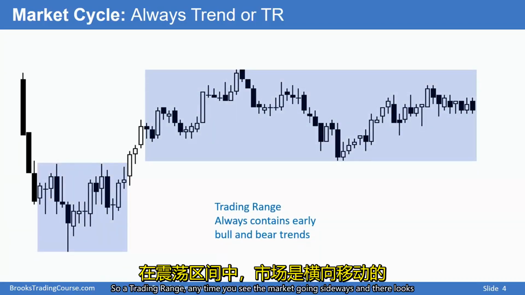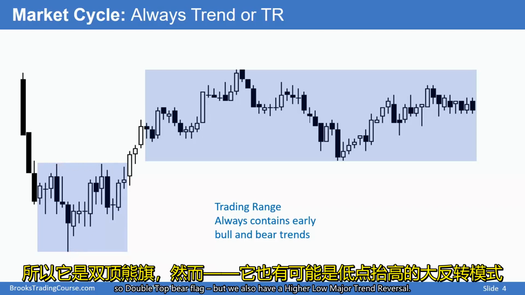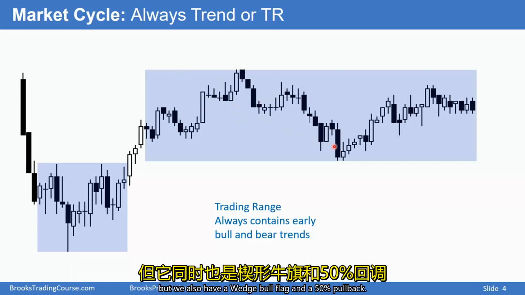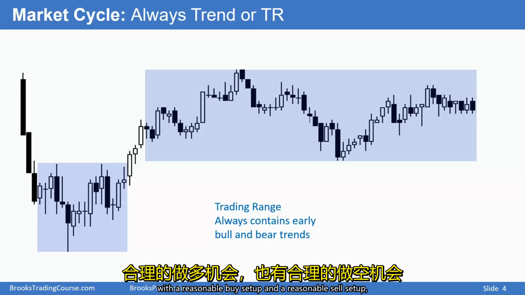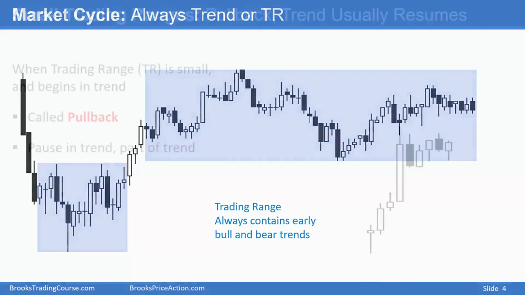So a trading range: anytime you see the market going sideways and there looks like a reasonable sell setup, here we got a double top, so neckline, so double top bear flag, but we also have a higher low major trend reversal. Here we have a head and shoulders top, but we also have a wedge bull flag and a 50% pullback. Anytime you look at a section of the chart and you can come up with a reasonable buy setup and a reasonable sell setup, you have to assume the market's in a trading range.